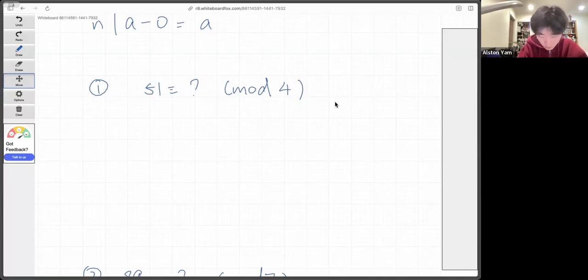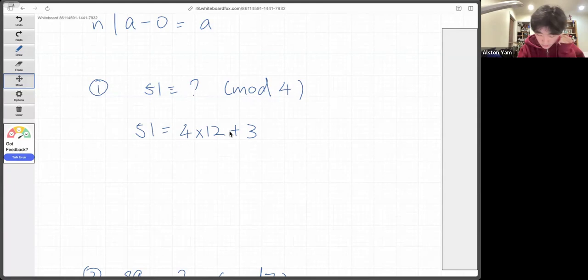Maybe if we have time, we'll go over some cases where the remainder is negative, and what we do then. So, 51 we can write as 4 times 12 plus 3, right? Because we know 4 times 12 is 48, and 48 plus 3 will give us 51.